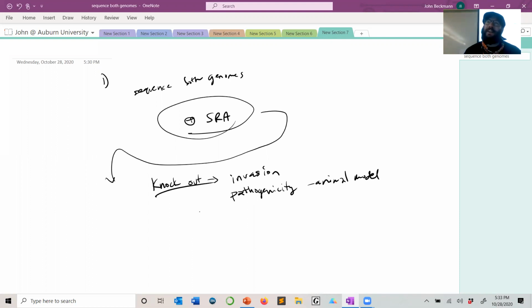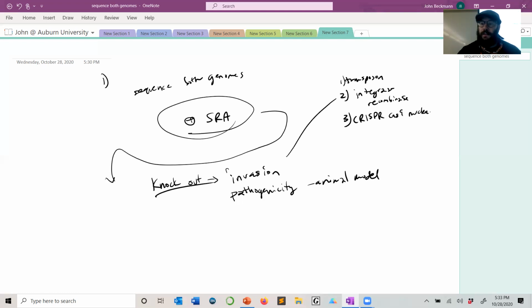How do you knock out the gene? That's a different class. It depends on what kind of organism it is, and it depends on what tools you have available. Just quickly, if your question is how would you knock out a gene? You could use a transposon. It would be random though. You'd have to get lucky. You could use an integrase or a recombinase if it had homologous recombination. You could use CRISPR Cas9 nucleases, and you could cut it, and in theory, it would get mutated.